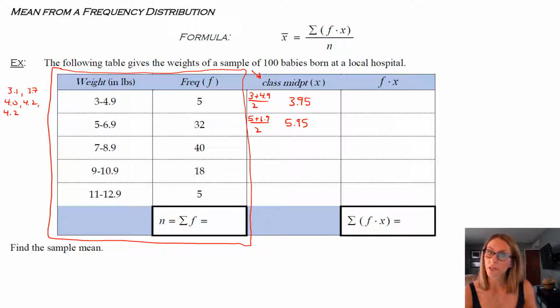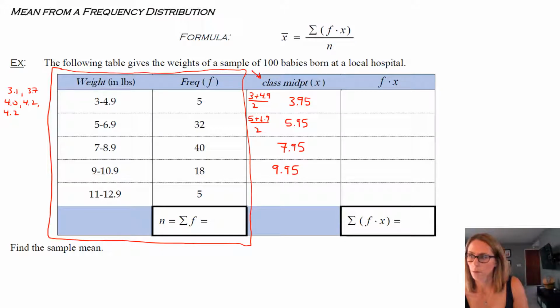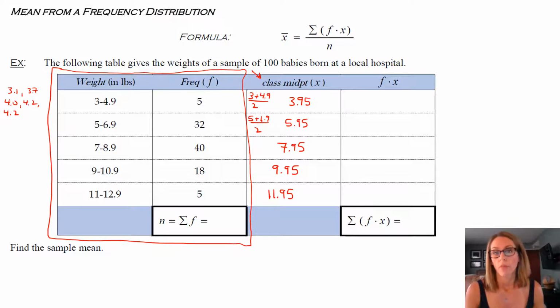What you should see is that you'll start seeing a pattern happening. And there we are. So there's all our class midpoints.